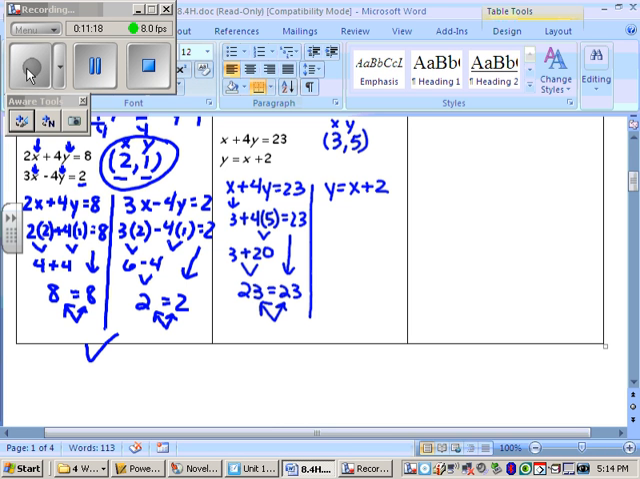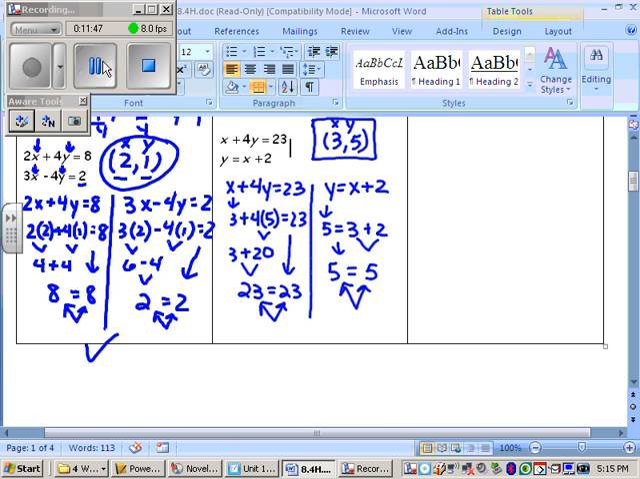y equals x plus 2. y is 5, x is 3. In this equation, we will simplify the right side, which is 5, then drop down the left side, and again, they're equal. So we can be confident that our solution of (3, 5) is in fact the point of intersection if we were to graph these two equations.